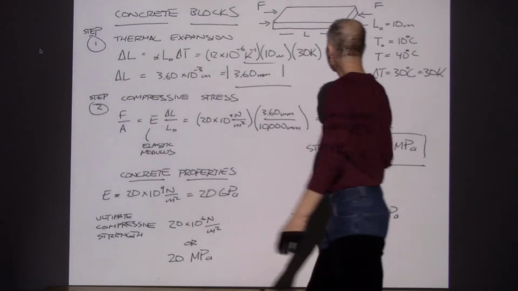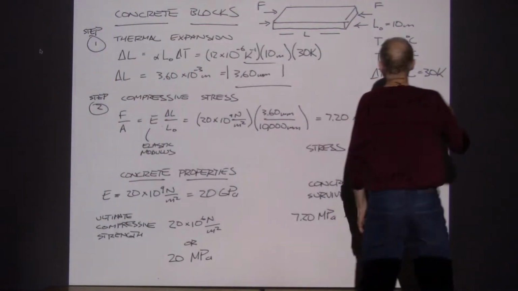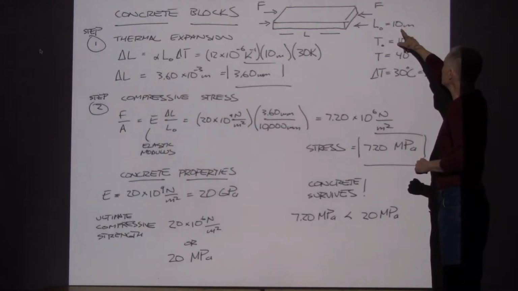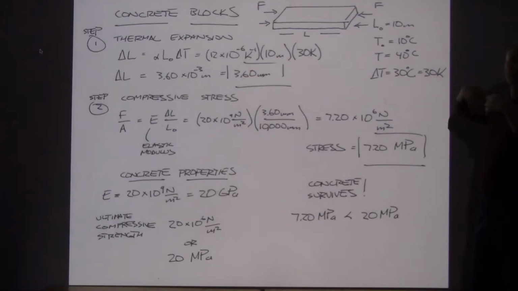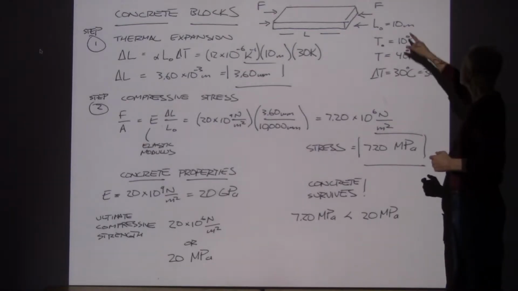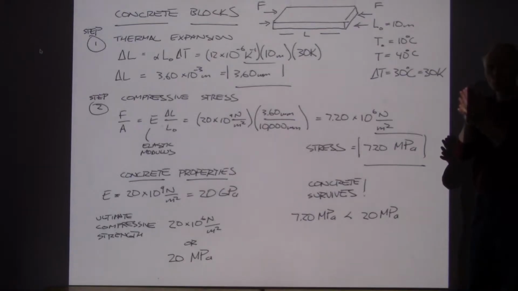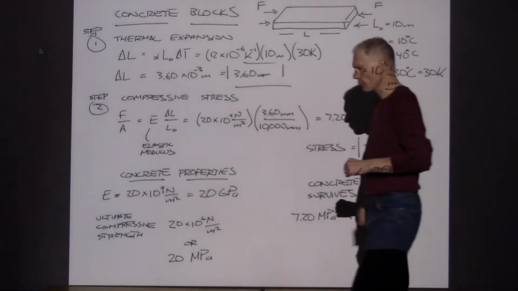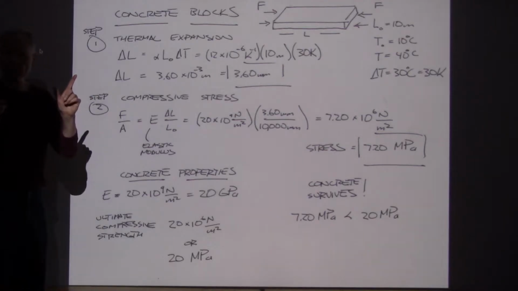Here are the concrete blocks. I drew what looks like a concrete block here, I hope. So we're saying that there's a length of 10 meters, a starting temperature of 10 Celsius. We're going to take that all the way up to 40. At 10 Celsius, the blocks are placed right next to each other with no room for thermal expansion. We're going to get a delta T then of 30 Celsius, which is the same as a delta T of 30 Kelvin. So I'm thinking of this in two steps.